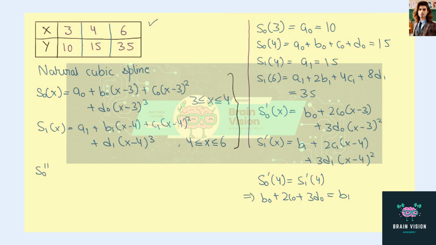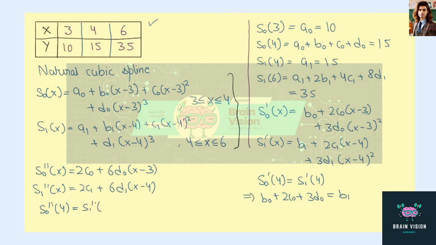We can also write S0''(x) = 2c0 + 6d0(x − 3), and S1''(x) = 2c1 + 6d1(x − 4). With this we have S0''(4) = S1''(4), and this implies that 2c0 + 6d0 = 2c1.